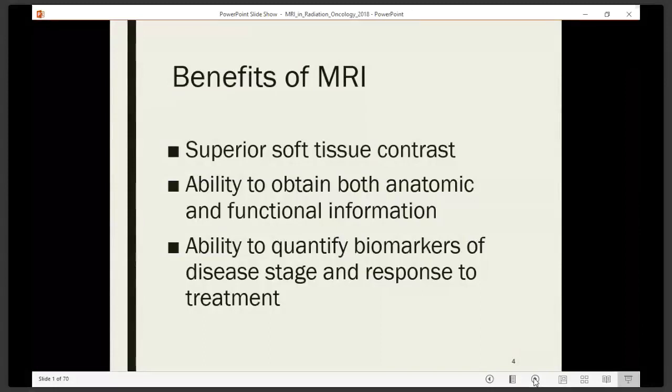So the benefits of MRI are several. Probably the most obvious is the superior soft tissue contrast that you can get. And not only that, but MRI's ability to be tuned for different types of contrast, so you can delineate multiple factors within soft tissue. This enables us to obtain both anatomic and functional information from MRI data. And probably, to me, the most important, but still not fully developed, is the potential for quantifying biomarkers of disease stage and response to treatment over the course of therapy.